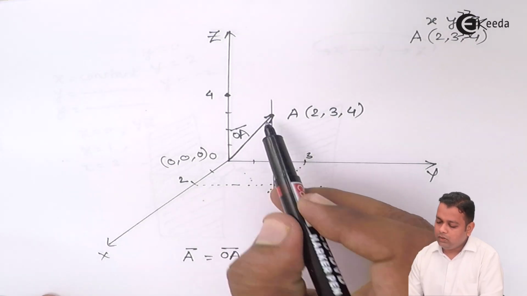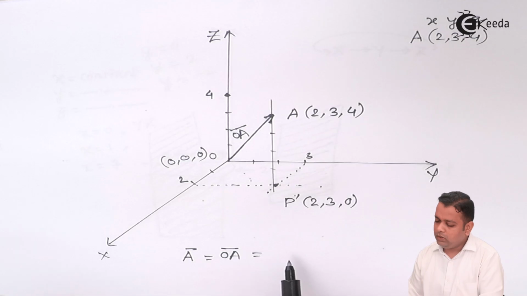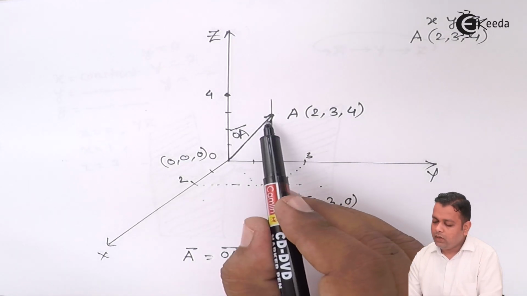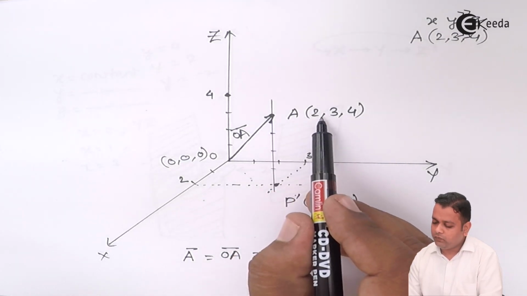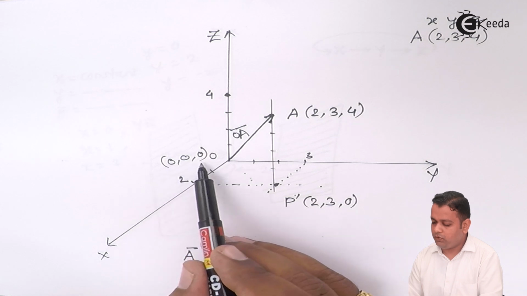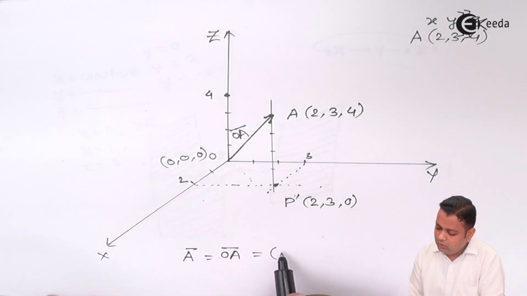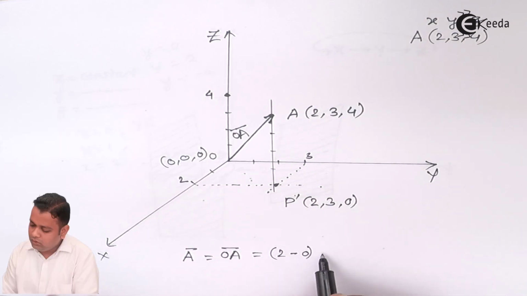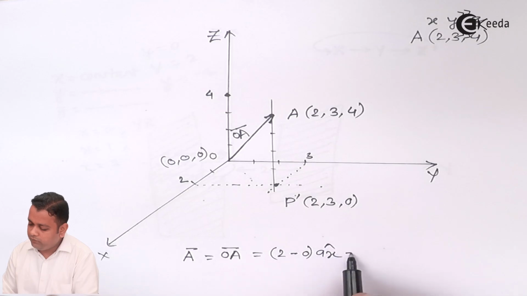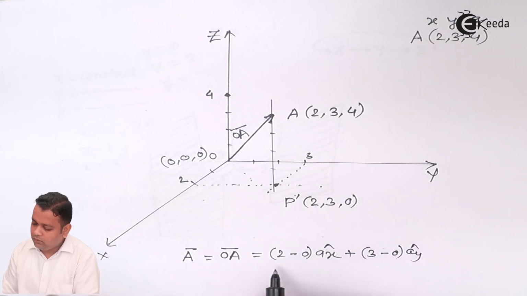So for representation of a vector, we always do end point coordinates minus start point coordinates. So here we will have 2 minus 0 ax cap, 3 minus 0 ay cap, 4 minus 0 az cap.